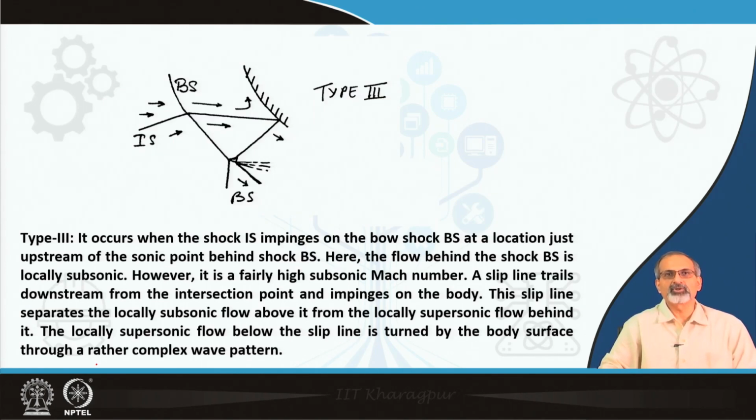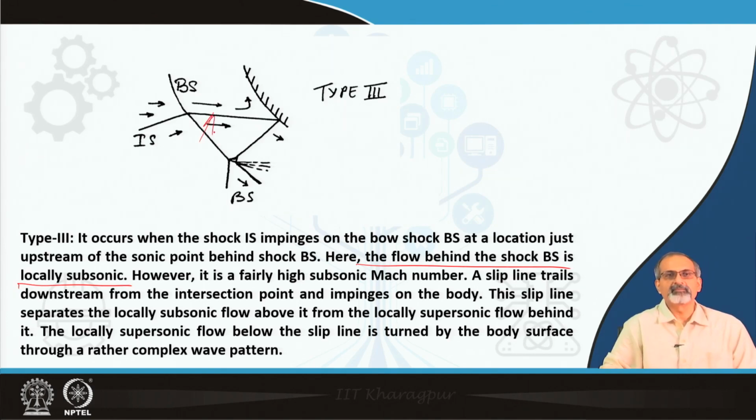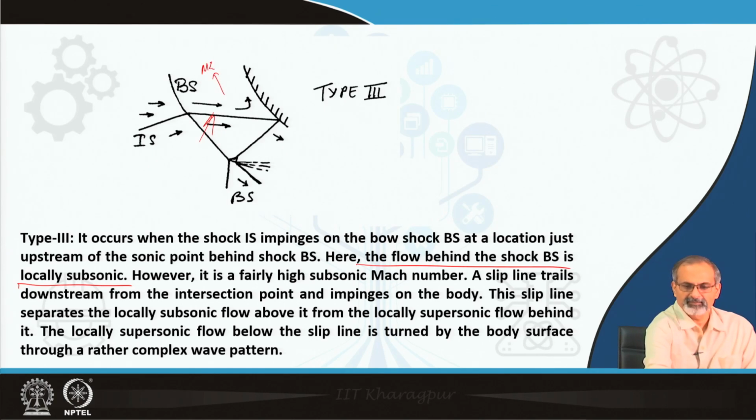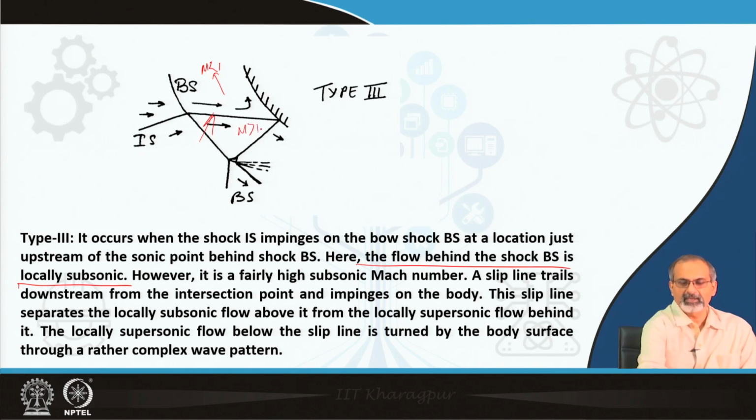It occurs when the shock IS impinges on the bow shock BS at a location just upstream of the sonic point behind shock BS. Here the flow behind the shock is locally subsonic. However, it is a fairly high subsonic Mach number, not far from sonic condition. A slip line trails downstream from the intersection point and impinges on the body. This slip line separates the local subsonic flow above it, that is the one, from the locally supersonic flow behind it. So, you have an acceleration.